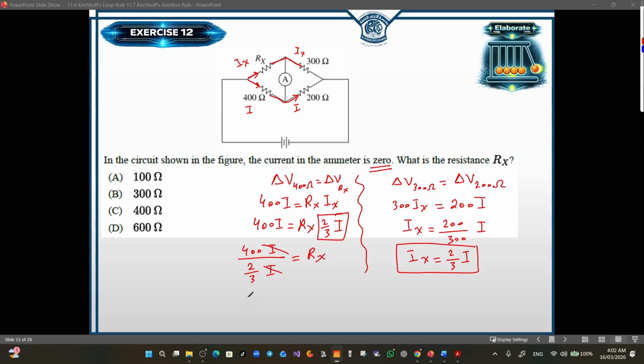We will get 400I over 2 over 3I equals Rx. Now I with I cancelled out. We can use the keep-change-flip technique to calculate 400 over 2 over 3, or we can simply use the calculator to evaluate this result. 400 multiplied by 3 over 2, and this is the answer for Rx, and Rx is 600 ohm.